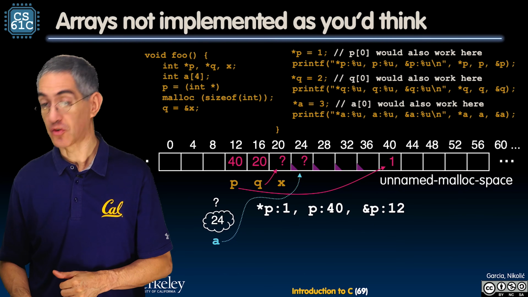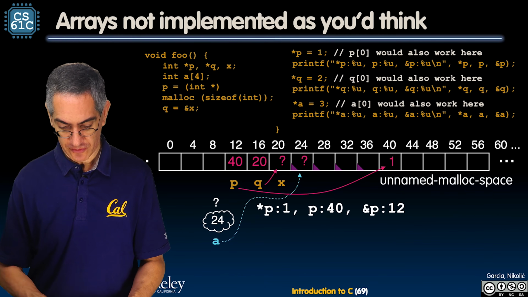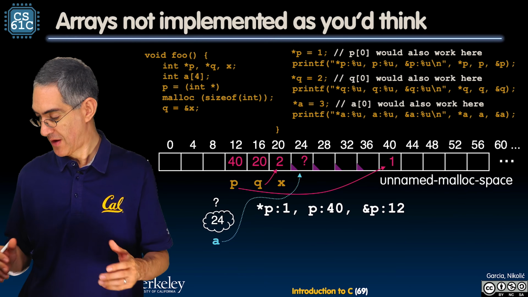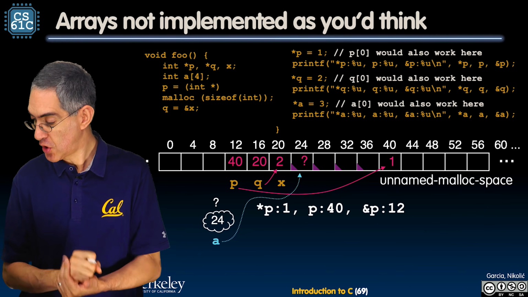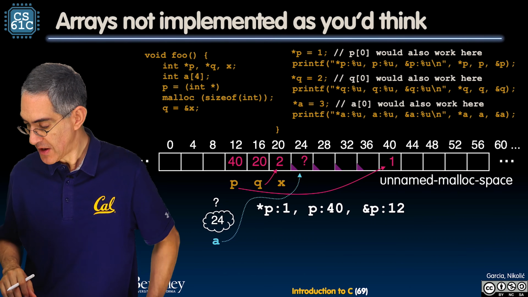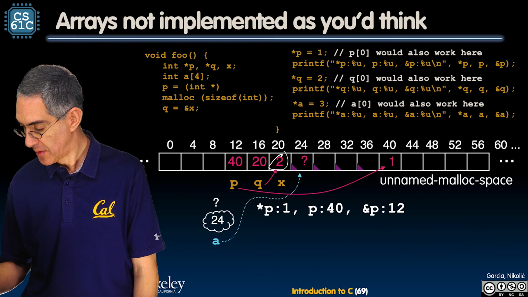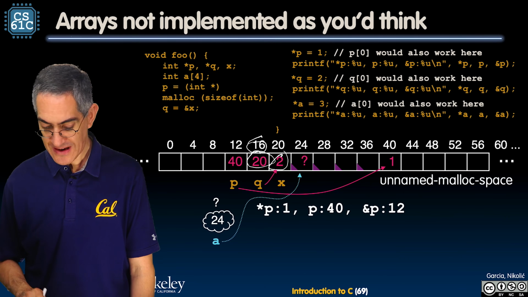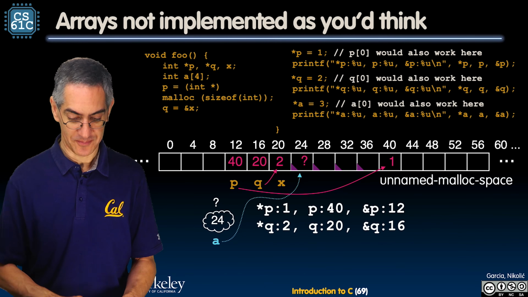Now, next line, *q equals 2. Remember, this guy was still uninitialized. *q equals 2. There we go. And now let's ask for *q, q, and address of q. Okay, here we go. Ready? *q is 2, q is 20, address of q is 16. 2, 20, and 16. Any questions?